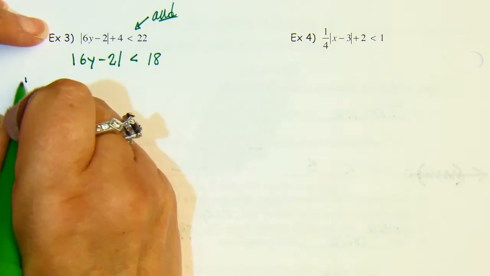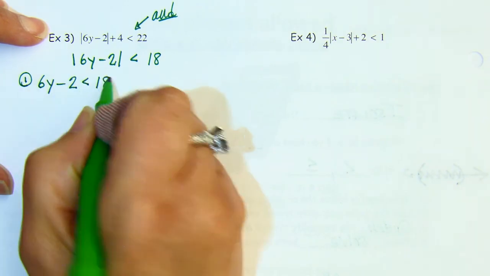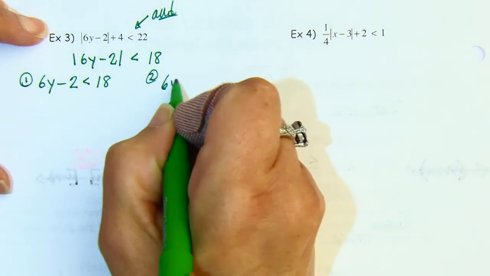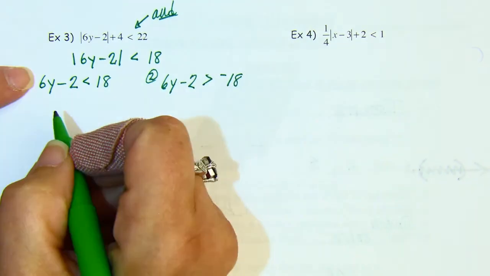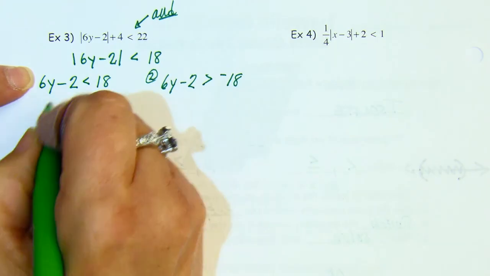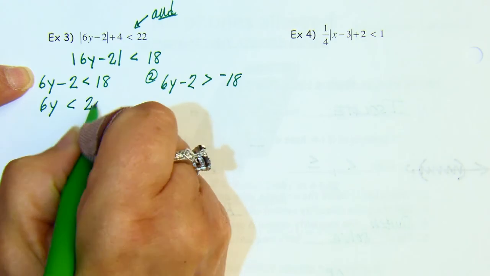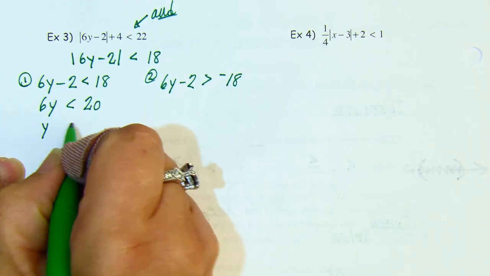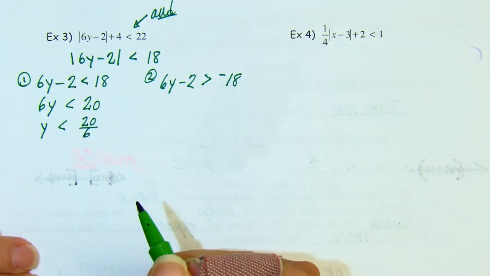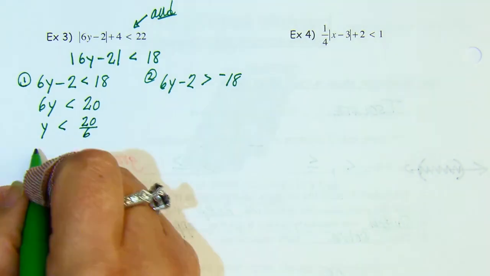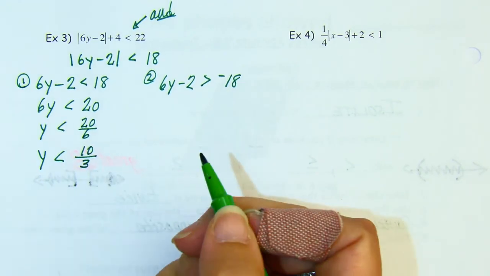Now I'm ready for my two cases. Case 1: 6y subtract 2, keep the symbol, keep the sign. Case 2: 6y subtract 2, flip the symbol, switch the sign. Solve these inequalities. I'm going to add 2, so 6y is less than 20. Divide by 6, y is less than 20 over 6, which is going to simplify to 10 over 3, because they're both even, I could simplify this.